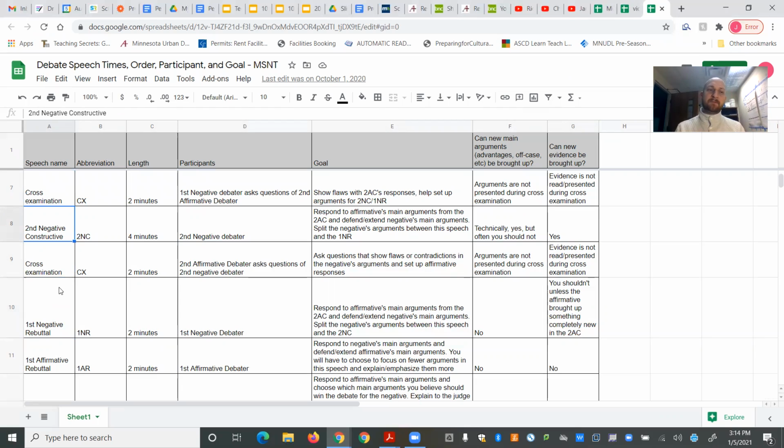So if you take prep time before the second negative constructive, basically both negative debaters get to have prep time for their speech. And since there's cross-examination before the first negative rebuttal, as the first negative rebuttal giver, you have the 2 minutes of cross-ex before this, plus the 4 minutes of the negative constructive before this, plus 2 minutes of cross-examination before this. You have 8 minutes to prepare your speech. So you should never take prep time for the first negative rebuttal. It should almost never happen, right?